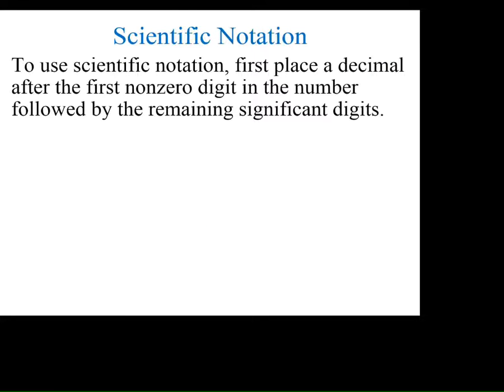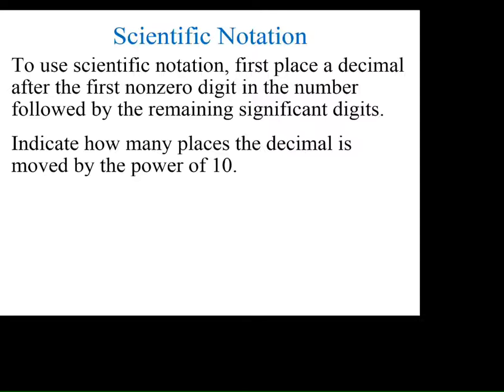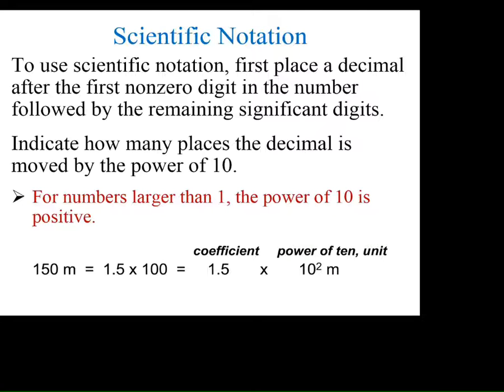Okay, so what you're going to do is put a decimal after the first significant one, and then we're going to use a power of 10. If it's a really big number, a number bigger than 1, you're going to have a positive power of 10. So for example, right here, 150. See that 150? This is obviously bigger than 1, right?